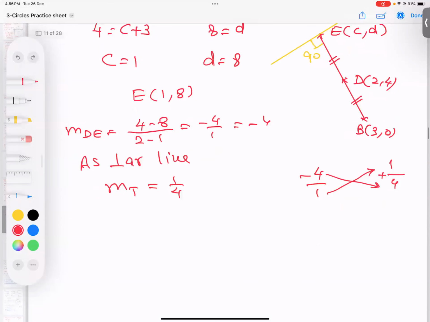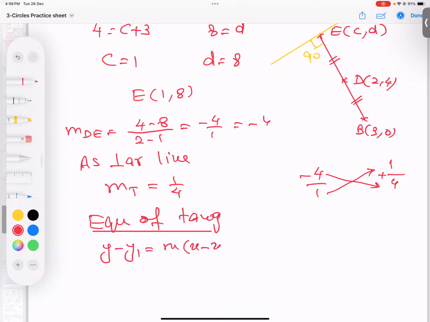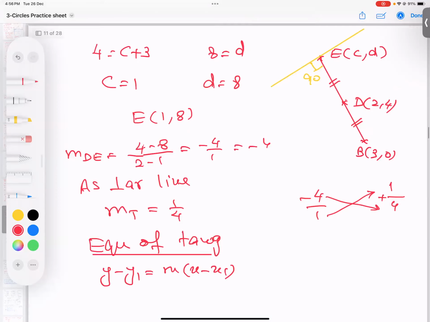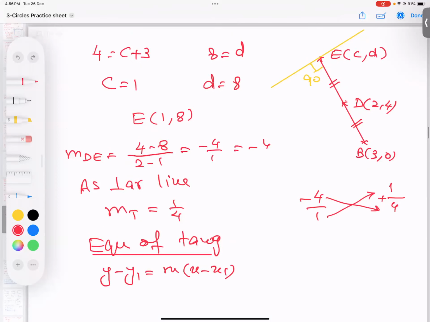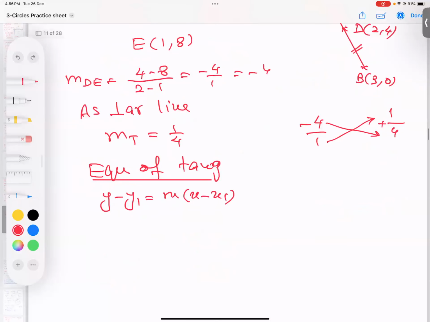Okay. Now I'm looking for the equation of the tangent. So what is the formula, students? Basically, y minus y1 is equal to m times (x minus x1). But the question comes, what is x1, y1? So the E coordinate: 8 will behave as y1 and 1 will behave as x1. So I'm going to replace, and m is 1 by 4.